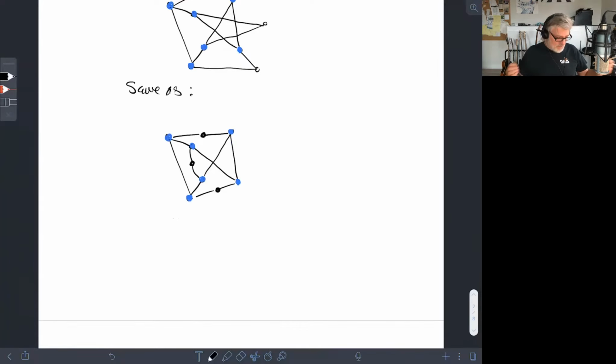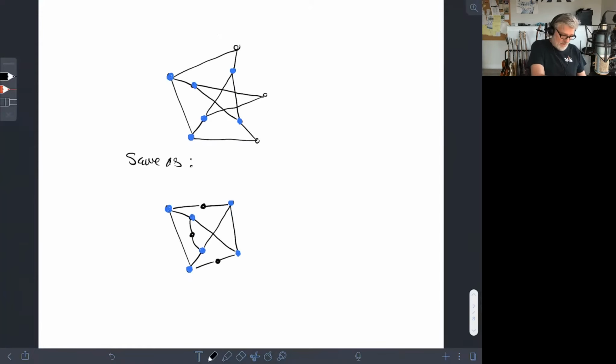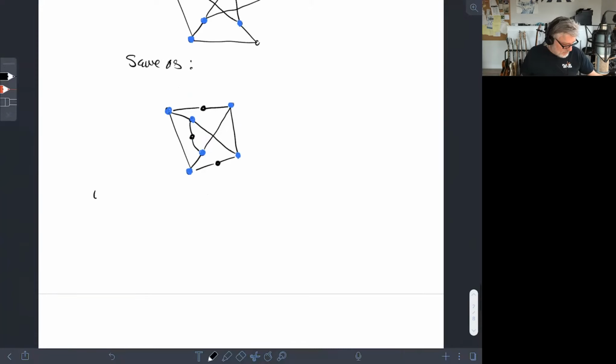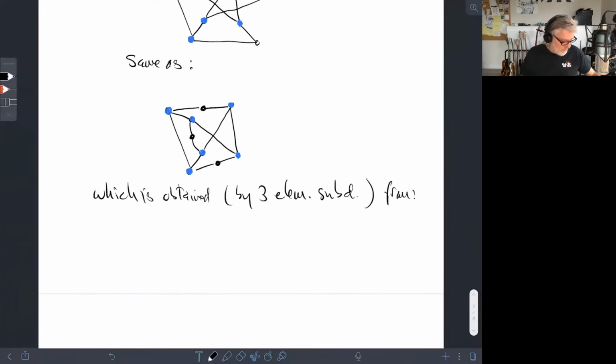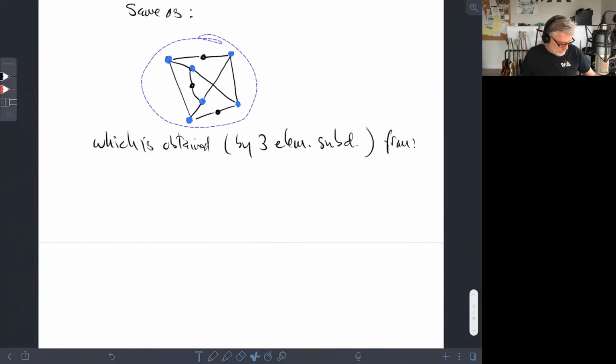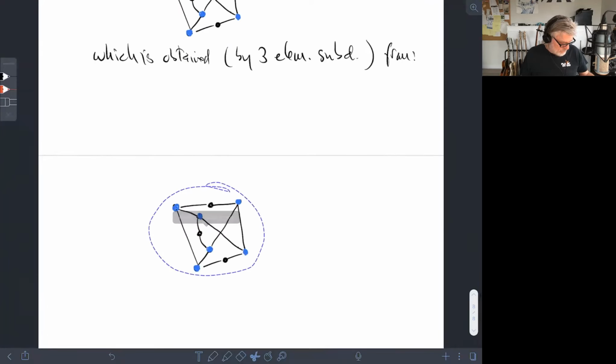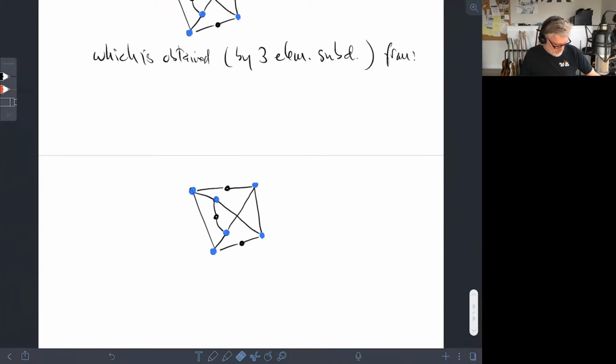And now, let's forget about the rest. This subgraph of G is obtained by subdivision from the following graph. So this is the same as this, which is obtained by 3 elementary subdivisions from the following. That was my subdivision of this edge. This is the subdivision of this edge, and this is the subdivision of this edge.